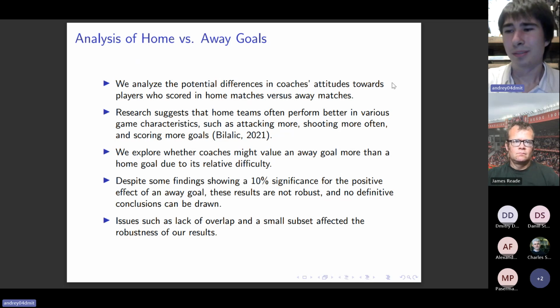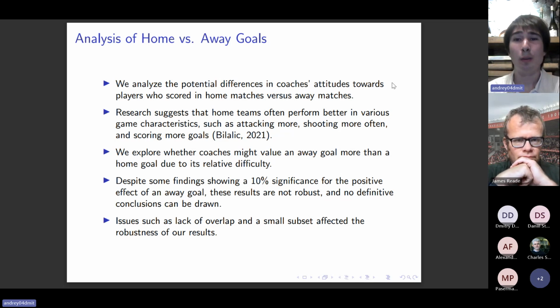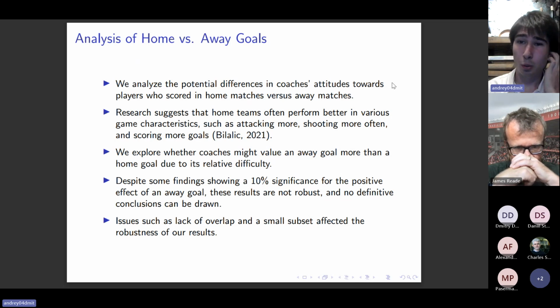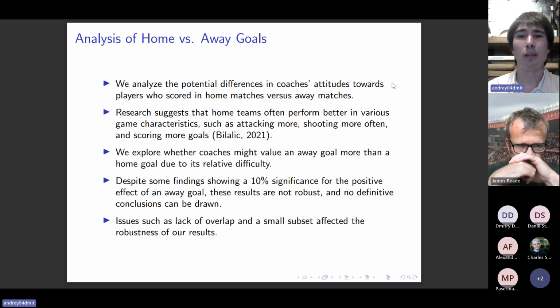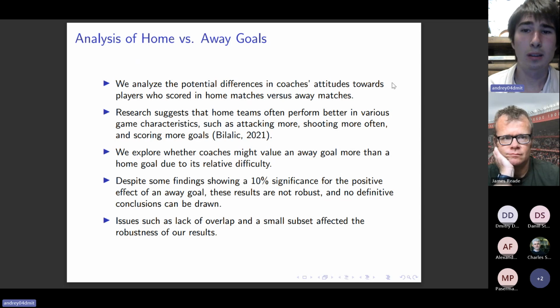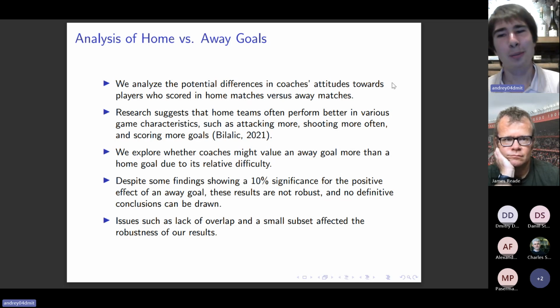That's almost all. So there is a slide with an analysis of home and away goals. We analyzed the potential differences in coaches' attitudes towards players who scored in home matches versus away matches. Research suggests that home teams often perform better in various game characteristics, such as attacking more, shooting more often, and scoring more goals, even in the absence of fans during COVID. And we explore whether coaches might value an away goal more than a home goal due to its relative statistical difficulty. Despite some findings showing 10% significance for the positive effect of an away goal, these results aren't robust at all, I would say. And no definitive conclusion can be drawn.